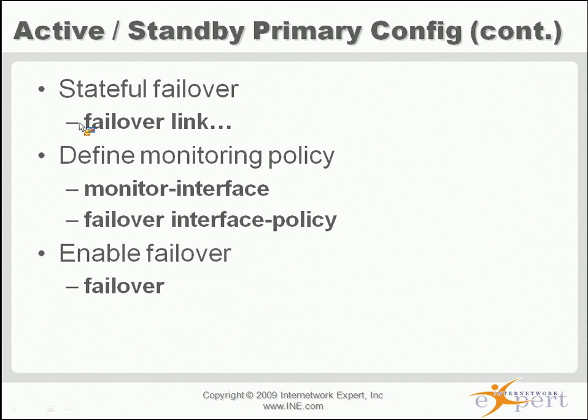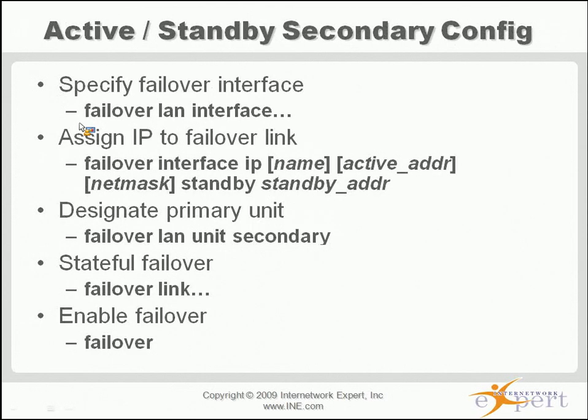Now, additional information. In this case, let's say that was the primary config. We also have the configuration on the secondary device. So on the secondary device, failover lan interface, again specifying that LAN interface where it's getting the configuration from, with the IP address for that failover interface. Unit defined as primary before, in this case being defined as secondary because it's a standby unit.